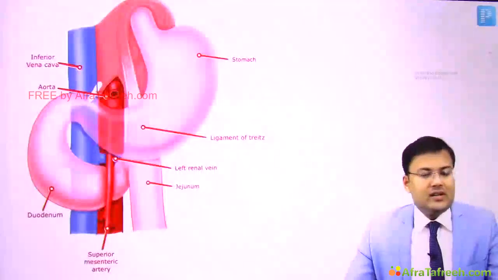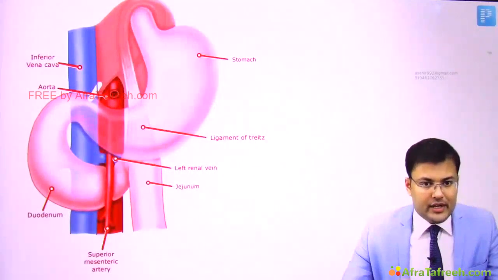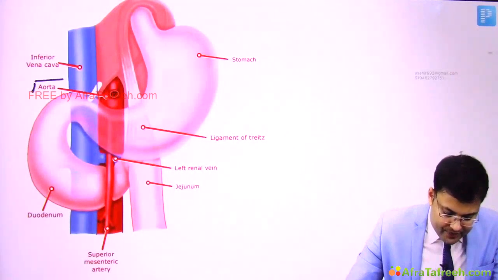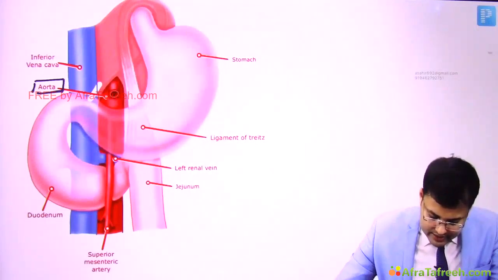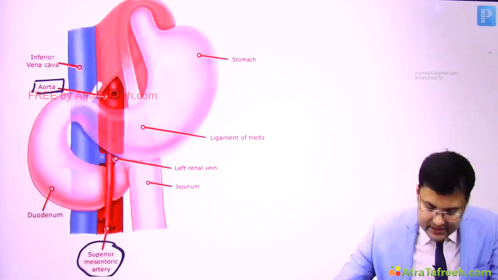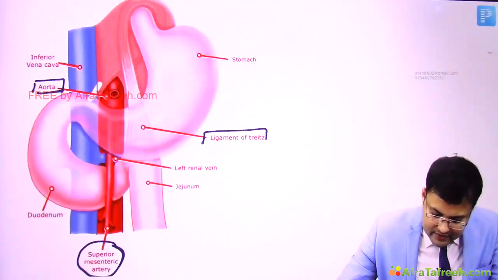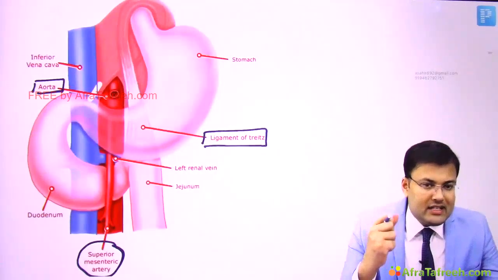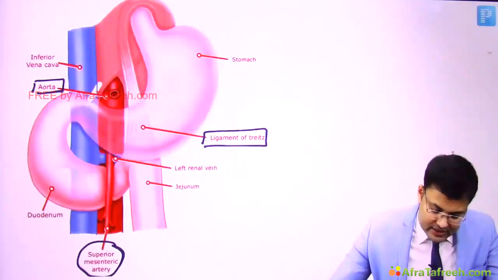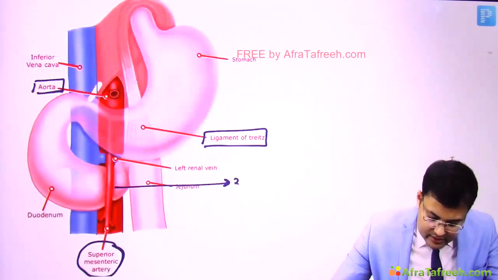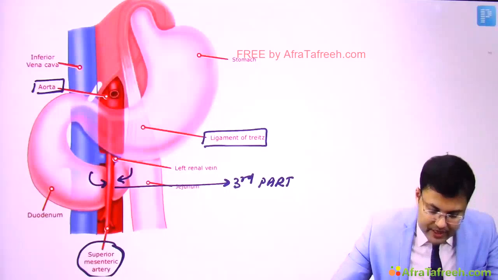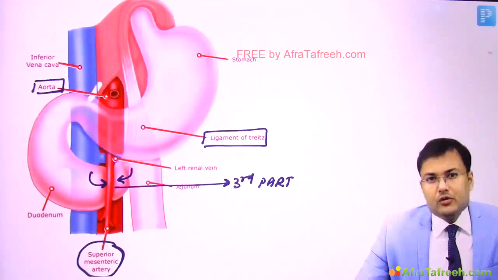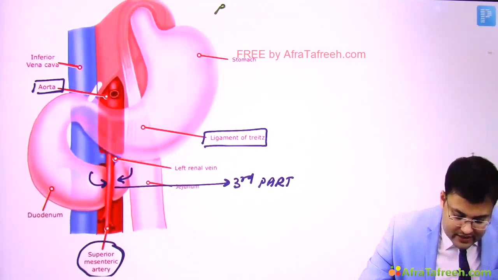For better understanding you can see this diagram. Here this is the aorta, and from the aorta this is the superior mesenteric artery which is arising. There is the ligament of Treitz via which the fourth part of the duodenum is attached and fixed. Here you can see this is the third part of the duodenum, and you can see it is getting compressed in superior mesenteric artery syndrome. Clear?